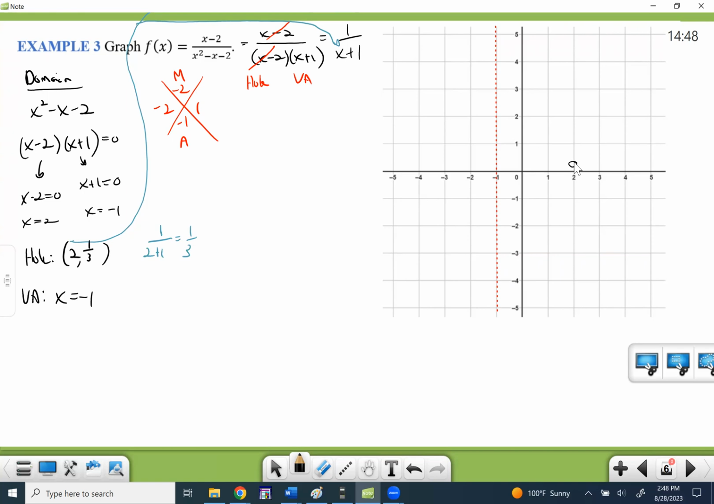Okay, so now we're going to go ahead and get those intercepts, right? The x and the y-intercepts. So for the x-intercepts, we let y be 0. And now we're going to do this with the simplified version, okay? So make sure you use the simplified version.